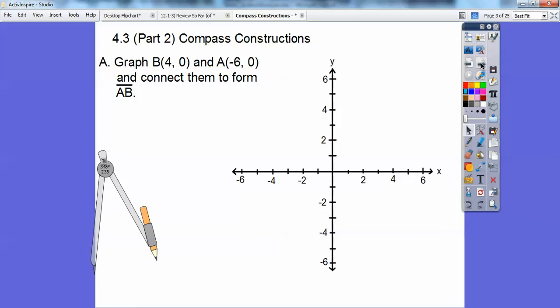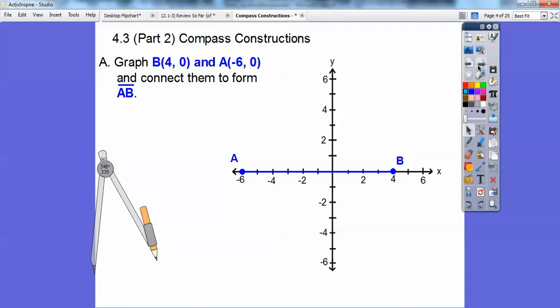Okay, let's graph B, which is (4, 0), and A, (-6, 0), and connect them to form line segment AB. So B is going to be right here at (4, 0), A is going to be over here at (-6, 0), and then we're going to connect them to make line segment AB. There's line segment AB right there.